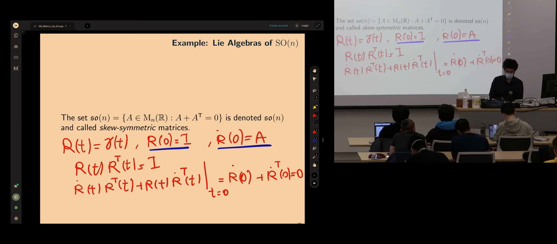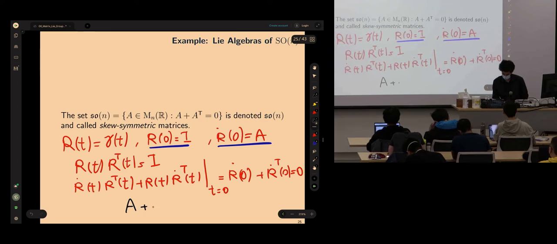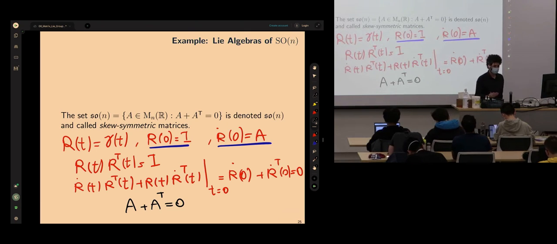It ends up being the matrix exponential, but we will talk about it. So therefore, this will give me A plus A transpose equals 0. So I learned that if I differentiate the constraint of the orthogonal group, it will give me another constraint on the velocities, vectors in the tangent space.